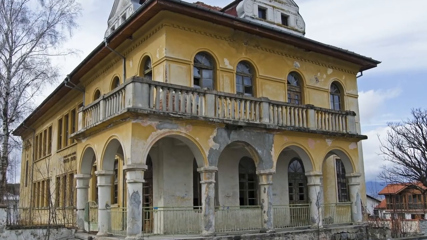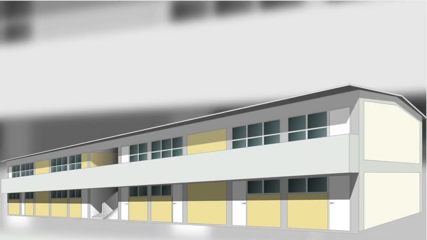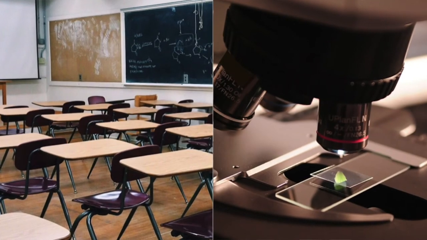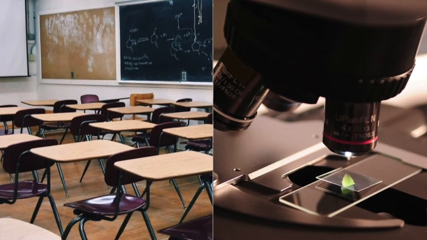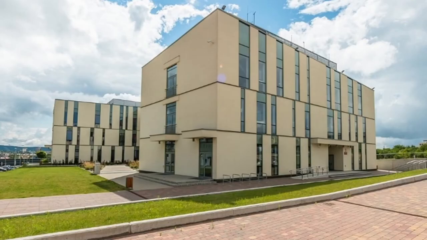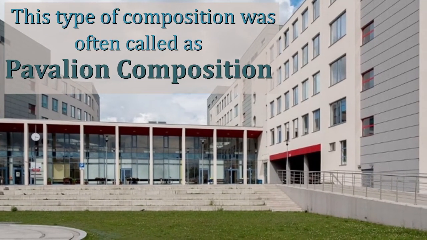In the 20th century, small-sized schools usually consisted of a single block, which was precisely divided into basic functional groups like a classroom, a study room, laboratories, and workshop. The higher education building was a single integrated building consisting of blocks adjoining each other or a composition of several individual buildings. This type of composition was often called pavilion composition.